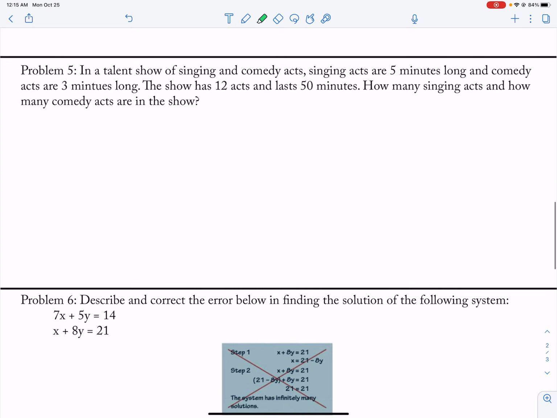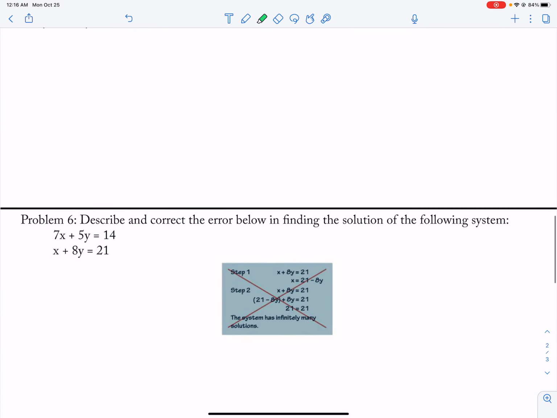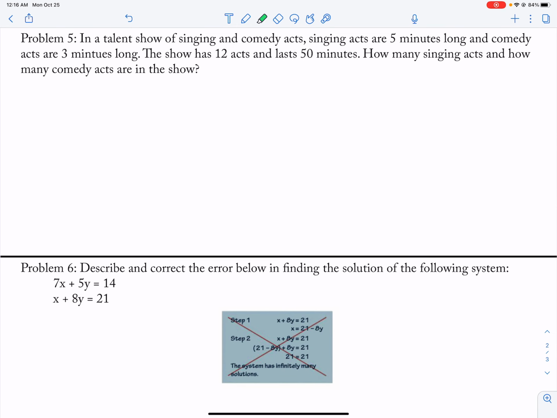So now I'm going to look at 6 before I look at 5, again because it is an even one. Describe and correct the error. So again, I'm looking at this and trying to figure out where the person made the mistake. And then I want to go back and take the equations and actually solve this system of equations the correct way. So it is a 2-part thing with error analysis.